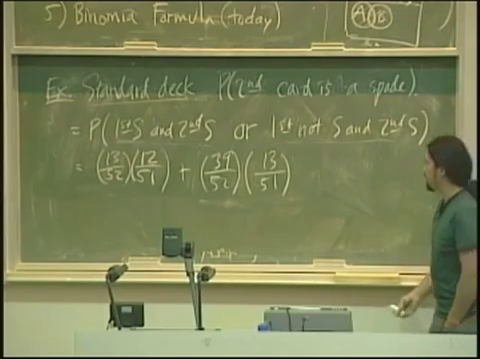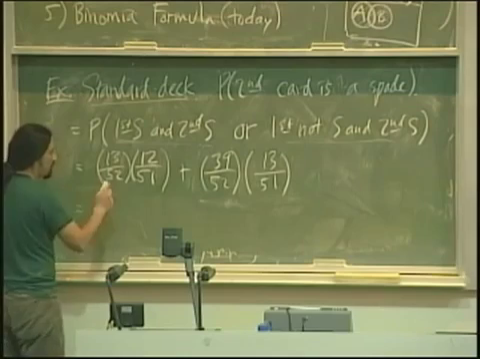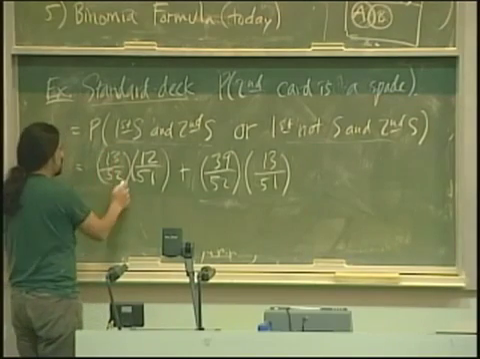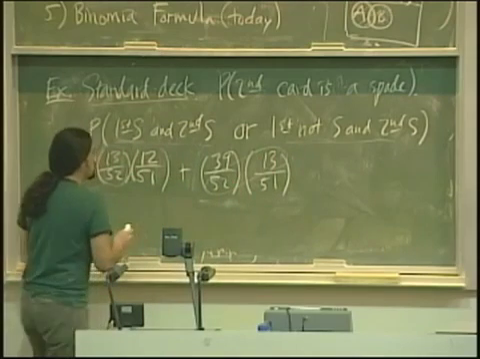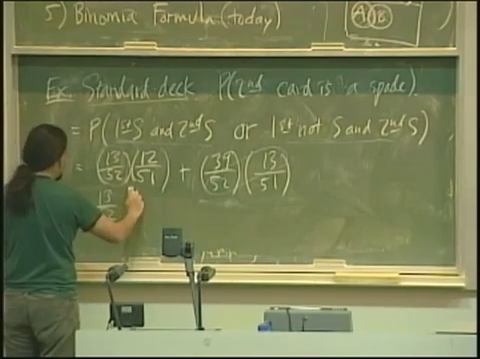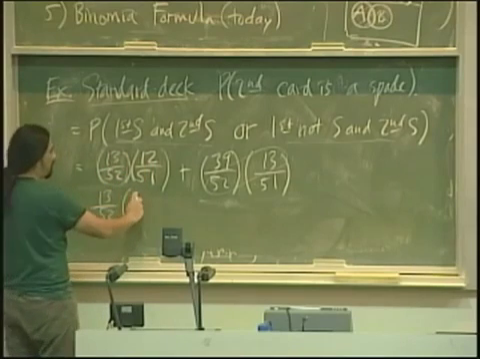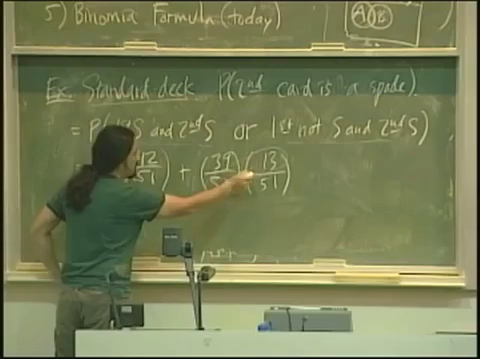Now if we add those together, I'm going to factor out 13 out of 52 from both of these. So there's 13 out of 52 here, and there's 13 out of 52 here. You'll see why in a sec, I think. So that leaves me with 12 over 51 plus 39 over 51.